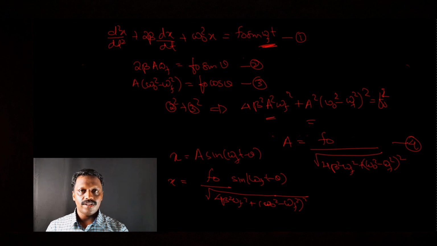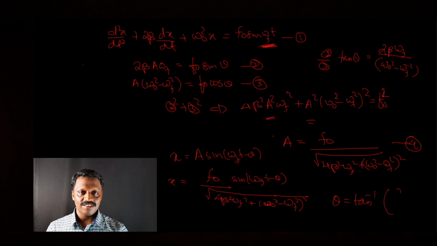Now from 2 and 3, tan theta will be given by 2 beta omega f divided by omega naught square minus omega f square, as the a term cancels. So theta in the particular integral part is obtained from theta is equal to tan inverse 2 beta omega f divided by omega naught square minus omega f square. So this leads to our solution to the differential equation of a forced harmonic oscillator.